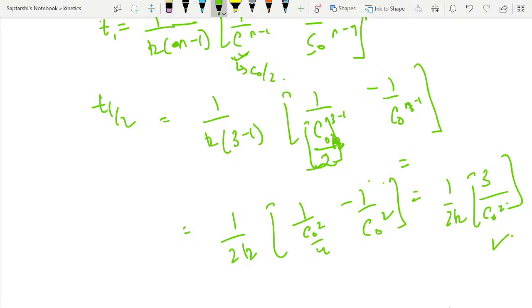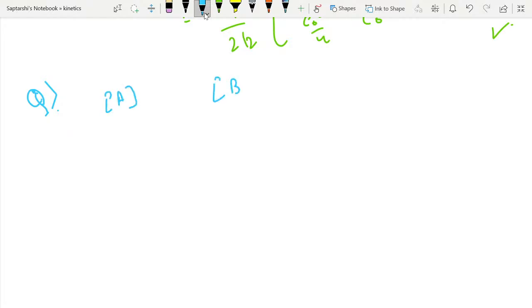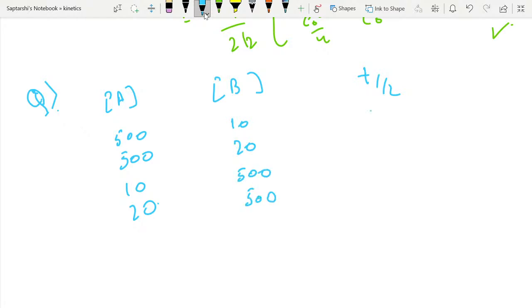Let us see one more problem. The question is this: A value is given, B value is given, and t half value is given. The A values are 500, 500, 10, 20, so these are concentration values, like 10, 20, 500, 500. And t half values are given here: 60, 60, 60, 30.